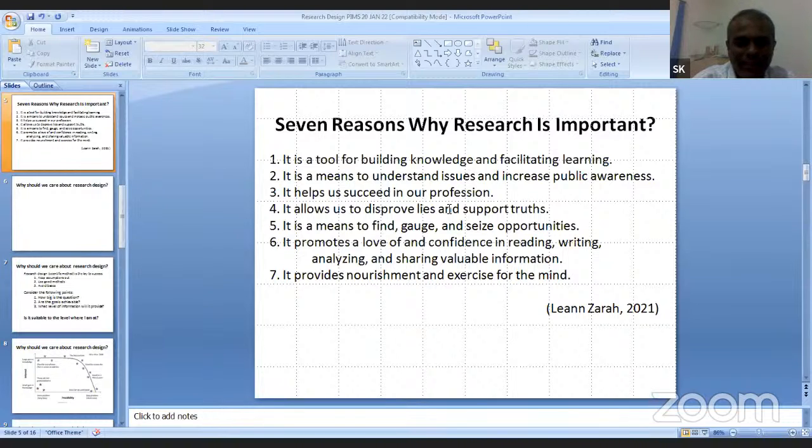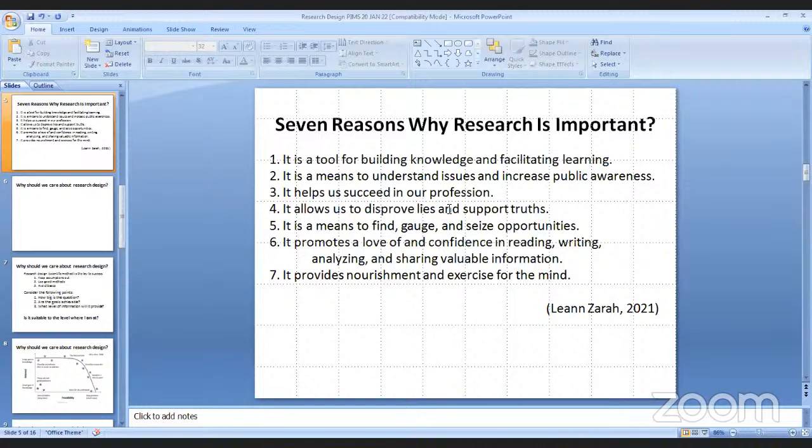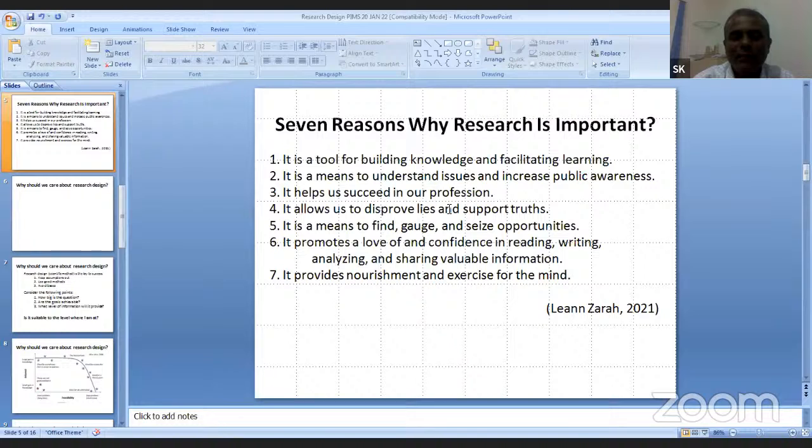Number five, research is a means to find, gauge, and seize opportunities in the natural world. So we discover something that is going to provide us some product, some gain, which can be used for society. The best example is the Green Revolution. Better crops, better seeds were developed. That is an opportunity that the world seized all over. Otherwise, there would be so much famine, so much hunger without that research into having better crops.